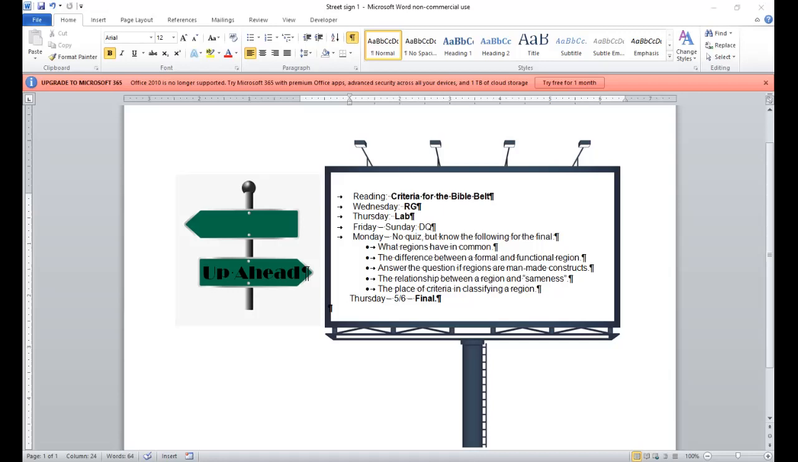But I want you to know the following from chapter 14 for the final. What regions have in common, the difference between a formal and functional region. I want you to answer the question of whether regions are man-made constructs or just natural things that are there in the landscape. The relationship between a region and sameness and the place of criteria in classifying a region.